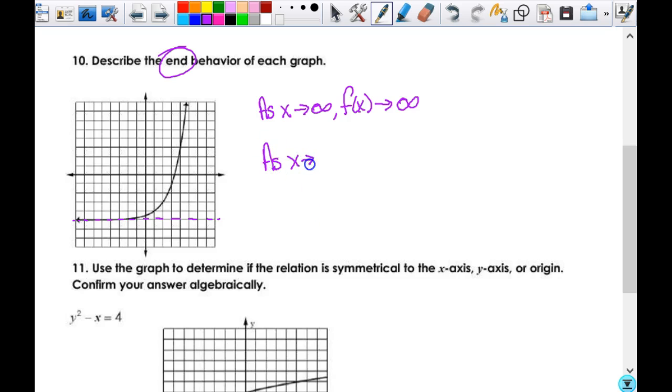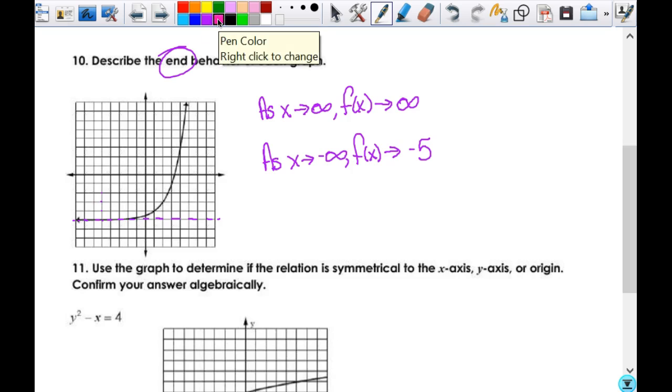As x approaches negative infinity, f of x approaches, well, as x approaches negative infinity, this is the only time you get to go left. As x gets smaller, the y values are converging. They're getting really, really close to this asymptote, which is here at -5. So as x approaches negative infinity, the y values are approaching -5. The answers aren't always infinities out there. Okay.